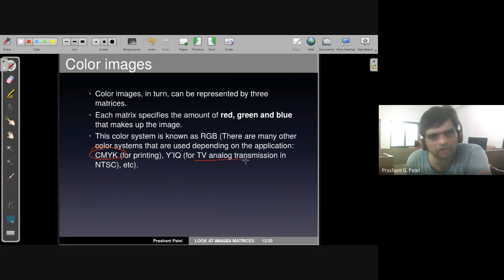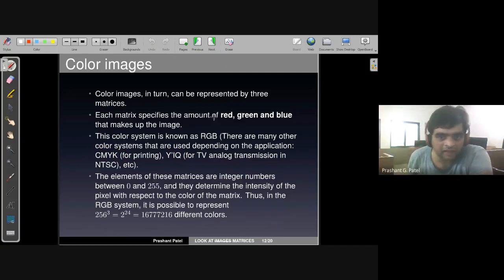In TV analog transmission, we have these things, and they have a full form: yellow, violet, and Q stands for I don't know. Here it is RGB. We know that it is red, green, and blue. Using this, in that way, we have different color images formed.